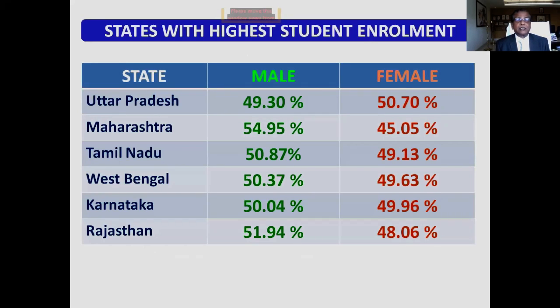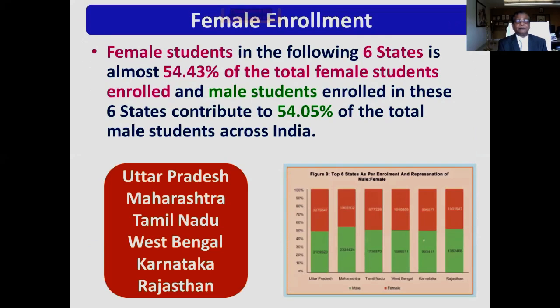If you just look into the state-wise highest student enrollment, UP is having the maximum, 49.3 male and 50.7 female. Then Maharashtra 54.95 and 45.5, and Tamil Nadu 50. Almost most of the states, 6 states, have equal opportunities for the gender, both for the male as well as for the female.